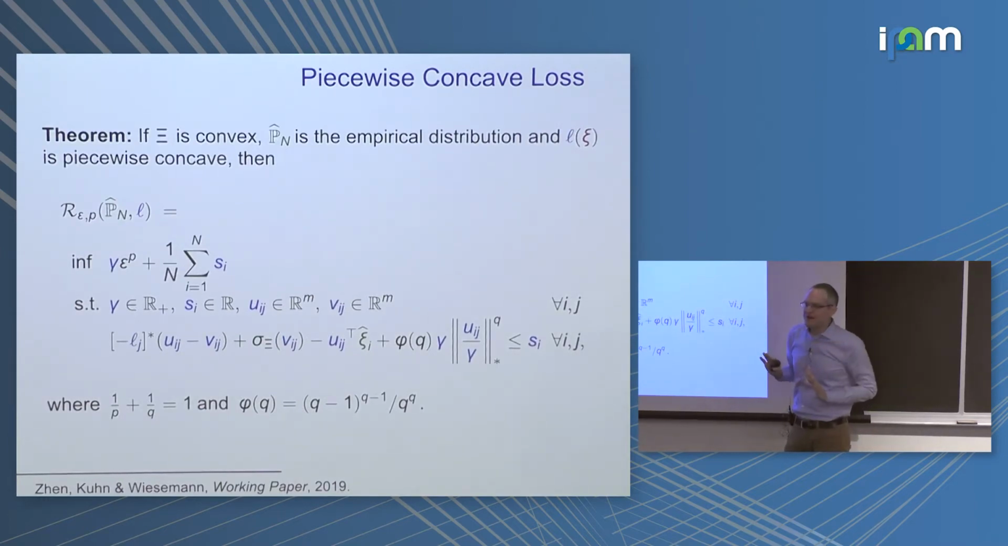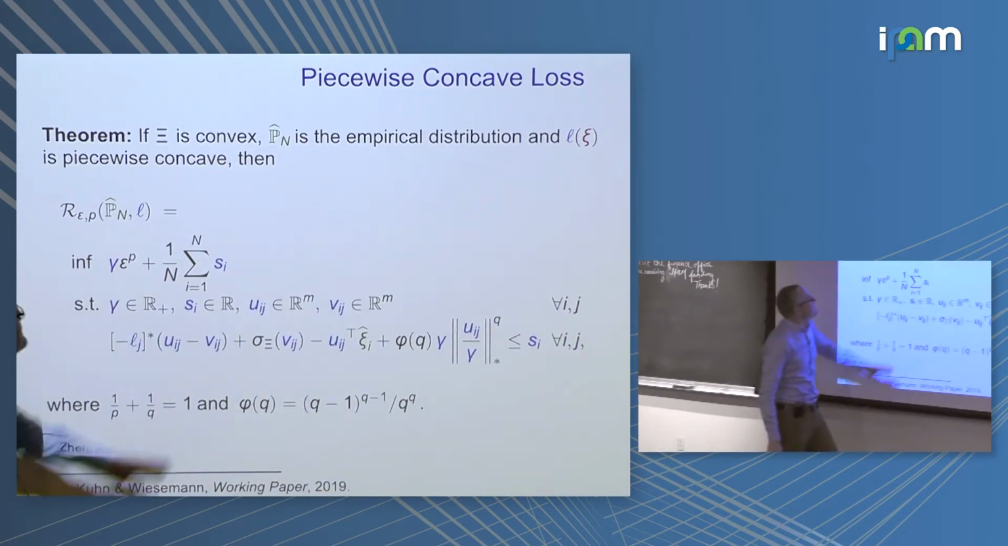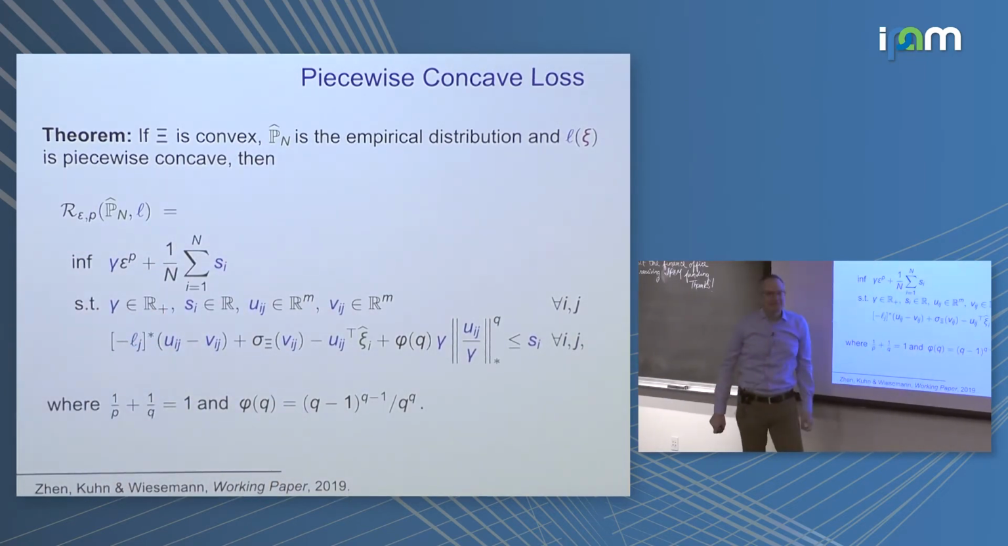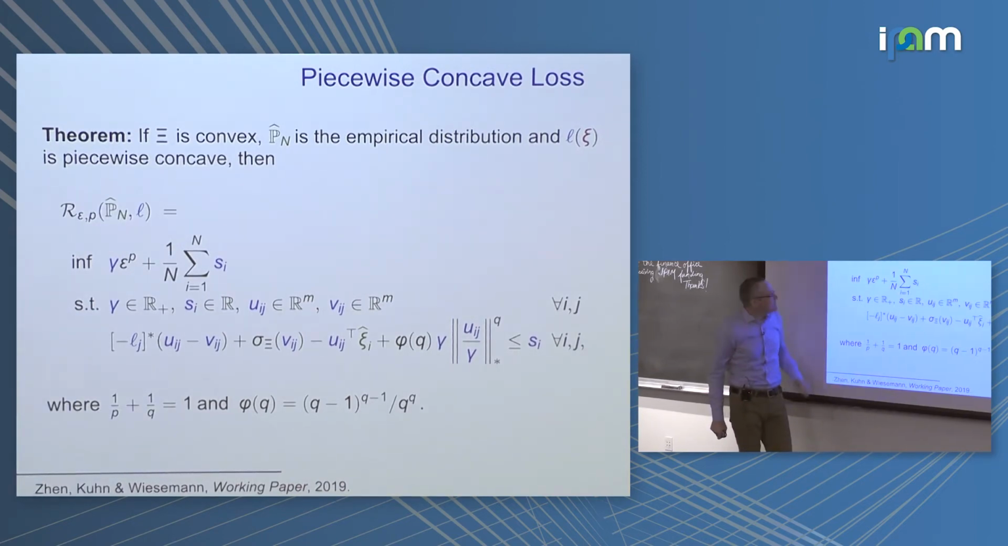So let us assume that the set psi containing the support is a convex set. The nominal distribution is the discrete empirical distribution, and the loss function is piecewise concave. Then we can reformulate exactly the worst case risk as the optimal value of this finite convex optimization problem.